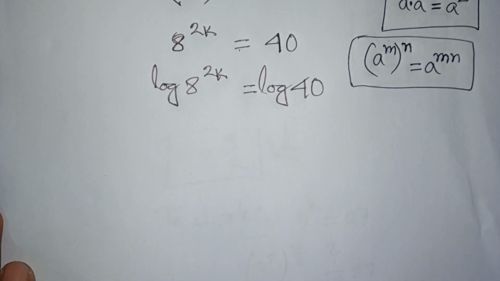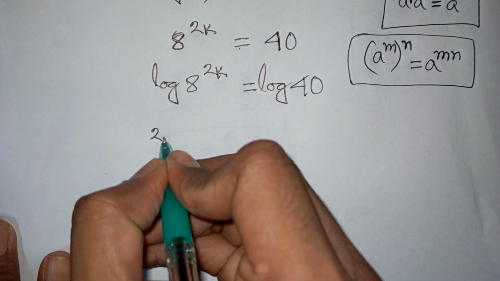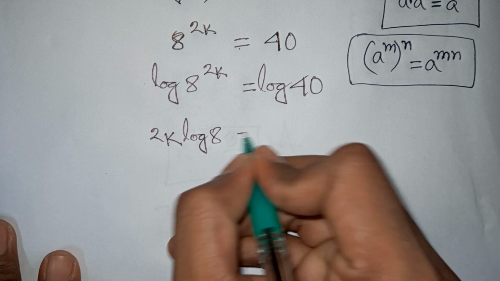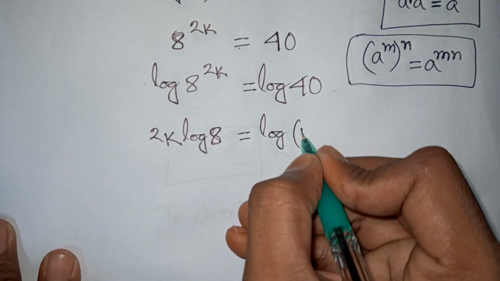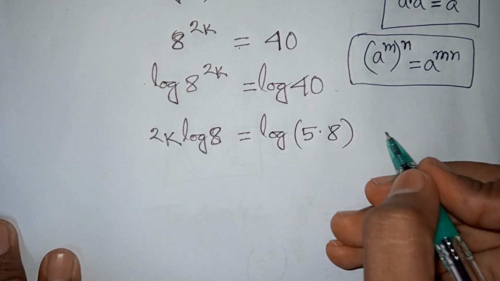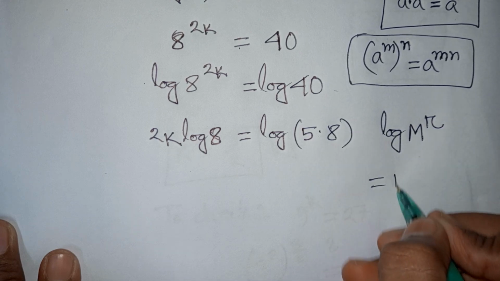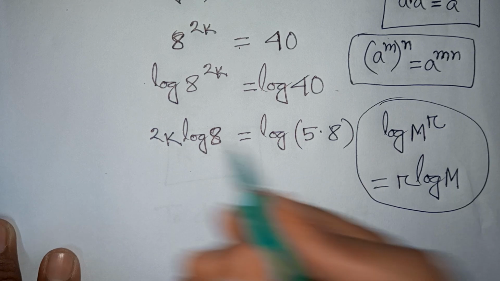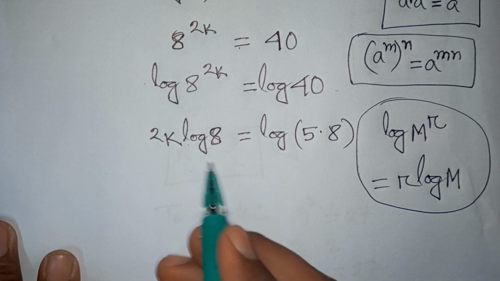In the next step, this power 2k will move to the front, so it will be 2k log 8 is equal to log 40, which can be written as log of 5 times 8. Here we applied the rule that log m power r is equal to r log m. So log 8 power 2k is the same as 2k log 8.